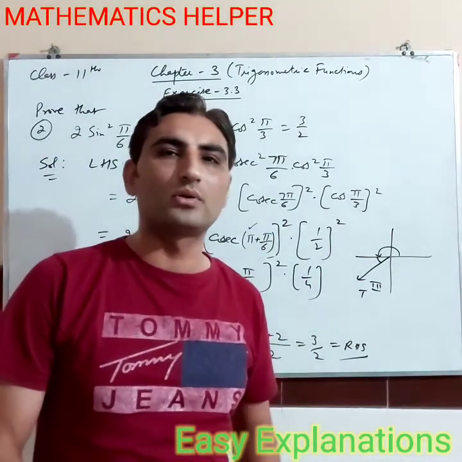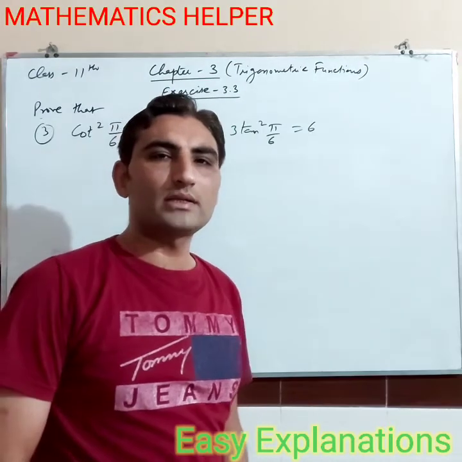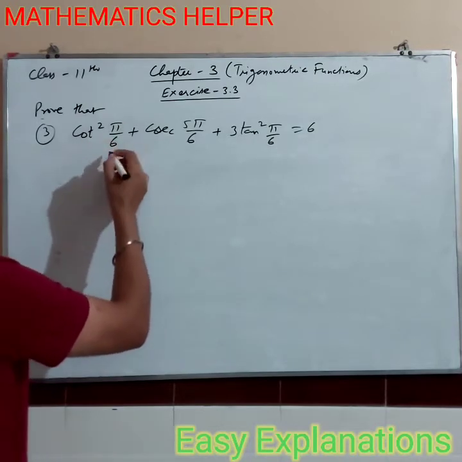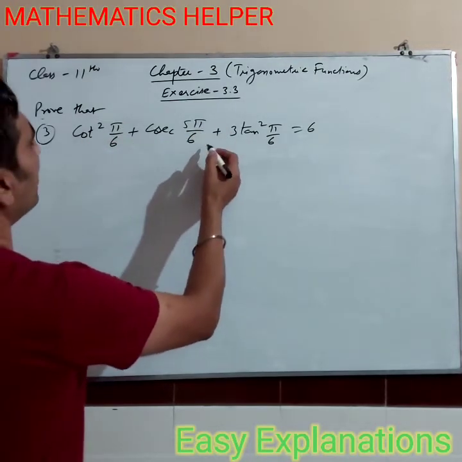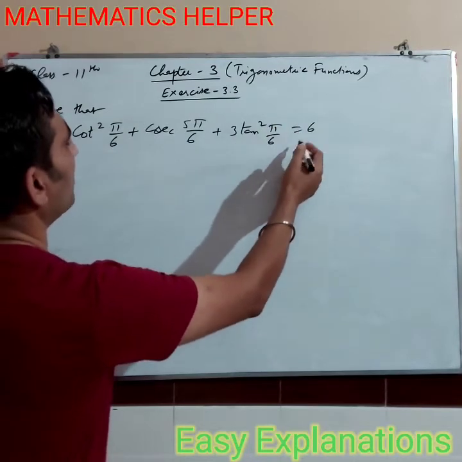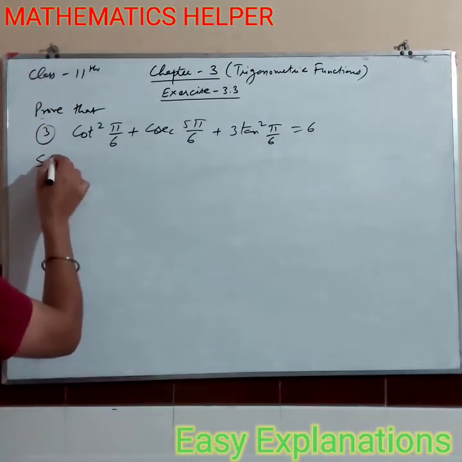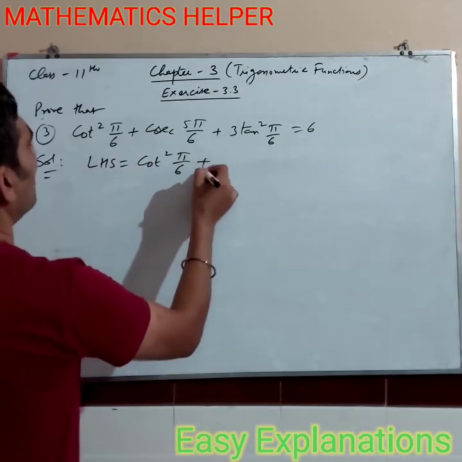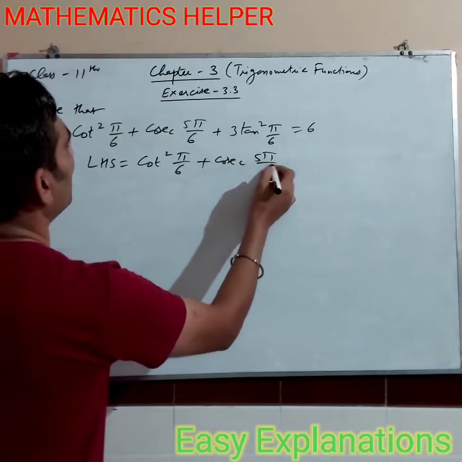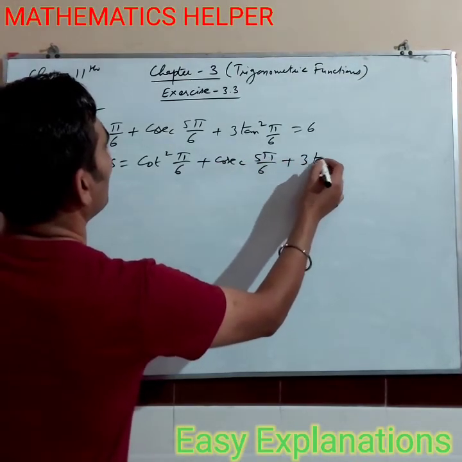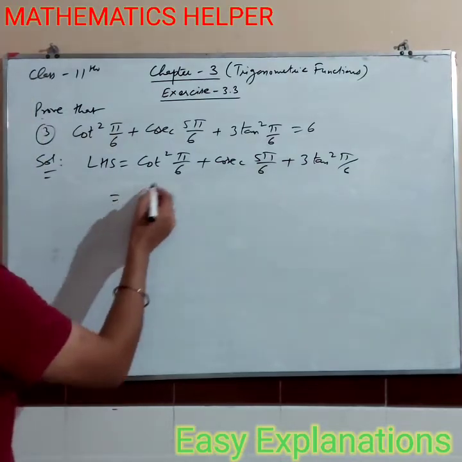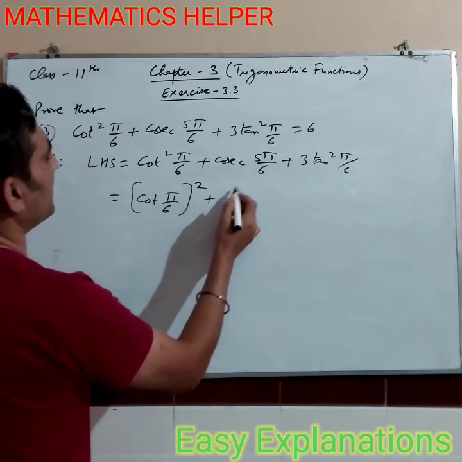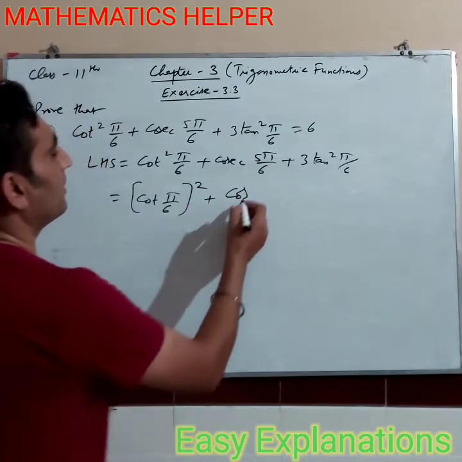This was question number 2. Now we will go for the third question. Students, the third question is almost the same as question number 2. It is cot square pi over 6 plus cosecant 5 pi over 6 plus 3 tan square pi over 6 equal to 6. Let's start in the same way. I'm going to start from the left hand side of the equality. It is cot square pi over 6 plus cosecant 5 pi over 6 plus 3 tan square pi over 6. So cot square pi over 6 can be written as cot pi over 6 raised to power 2 plus cosecant 5 pi over 6.